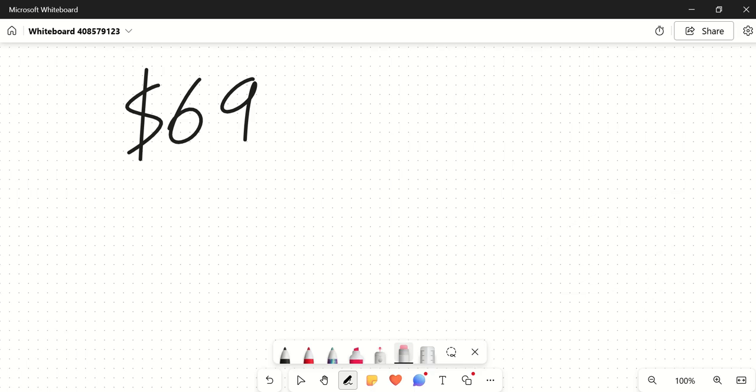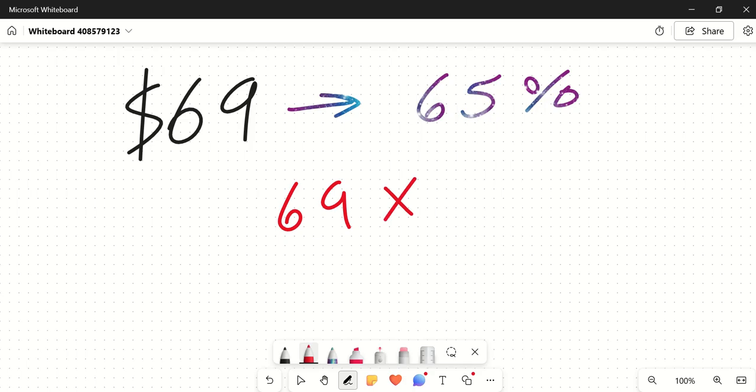The original price is $69. You are responsible for paying how much of this? What percent? 35 is a discount. How much are you paying? 65. You're paying 65%. So what are you multiplying 69 by, ladies and gentlemen? 0.65. Figure out whatever that equals.